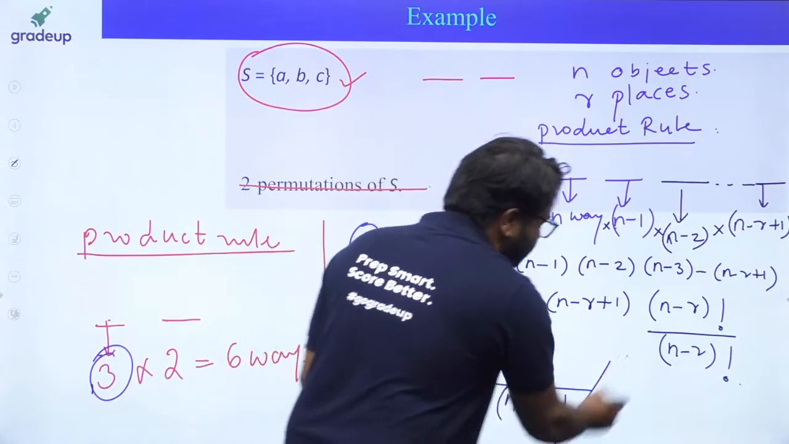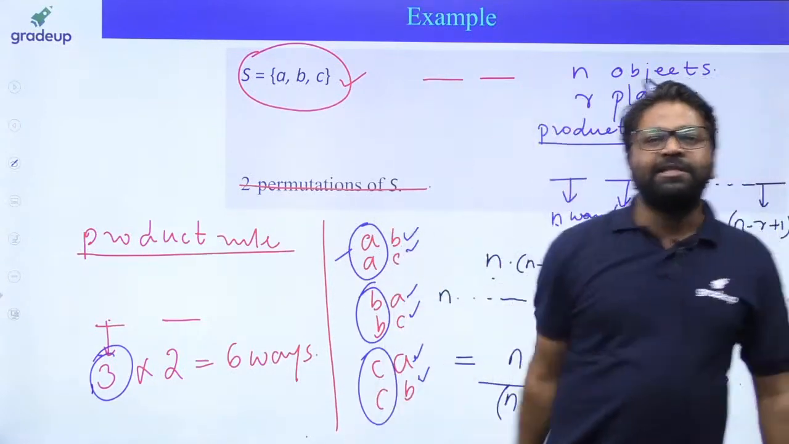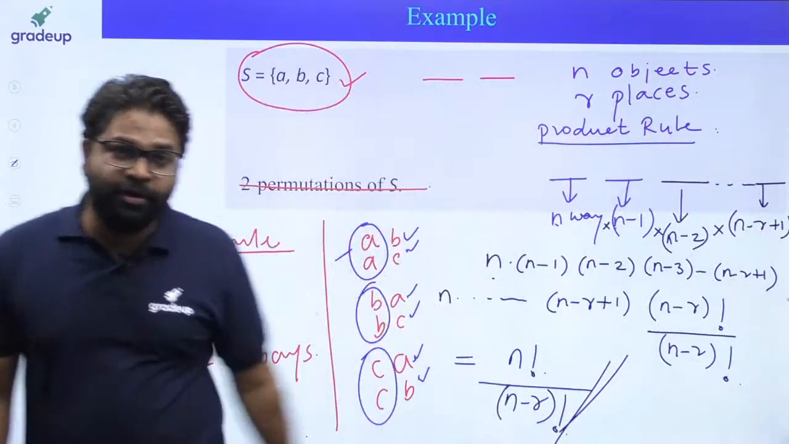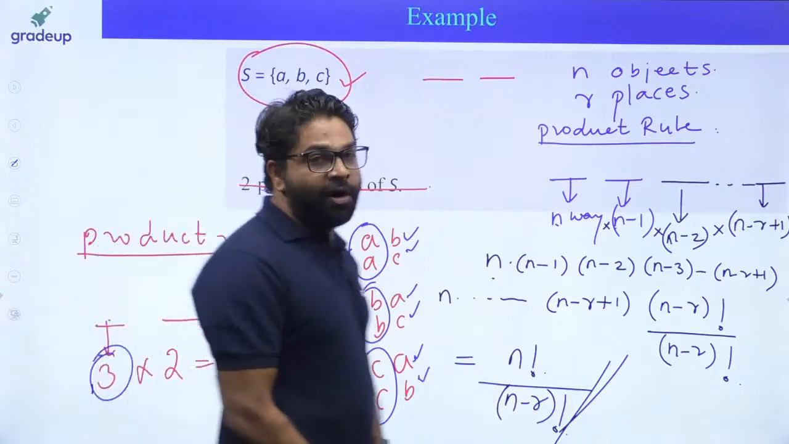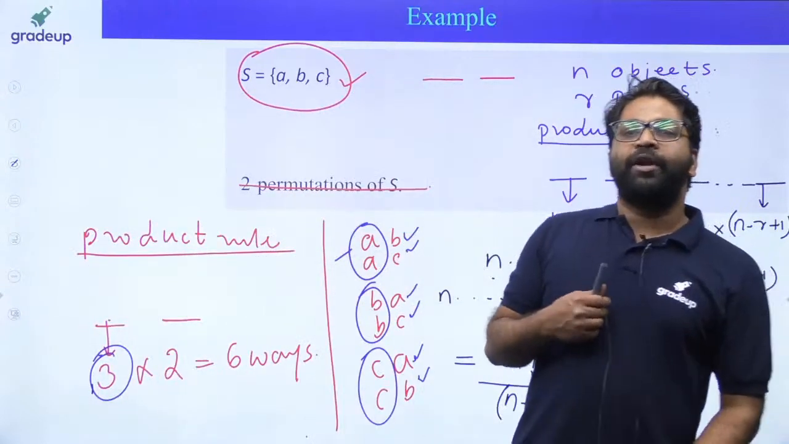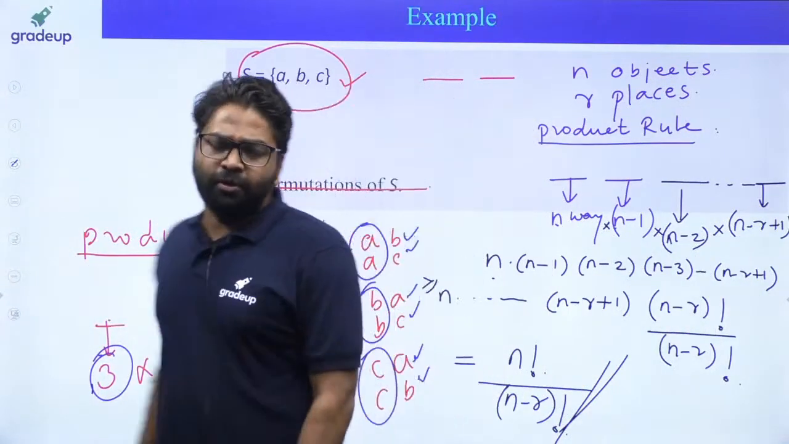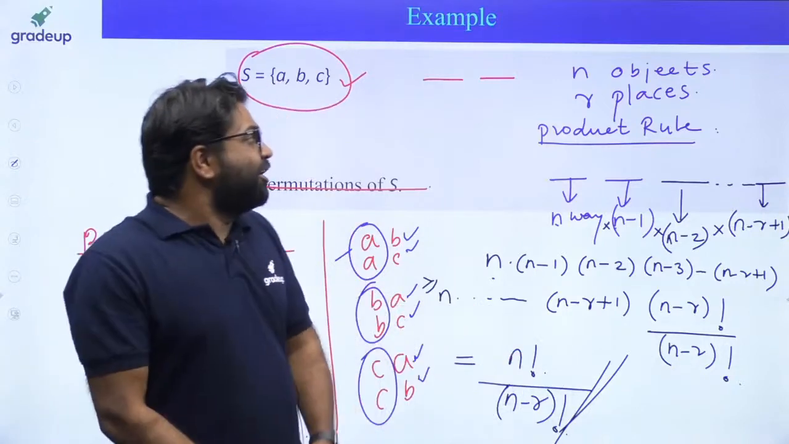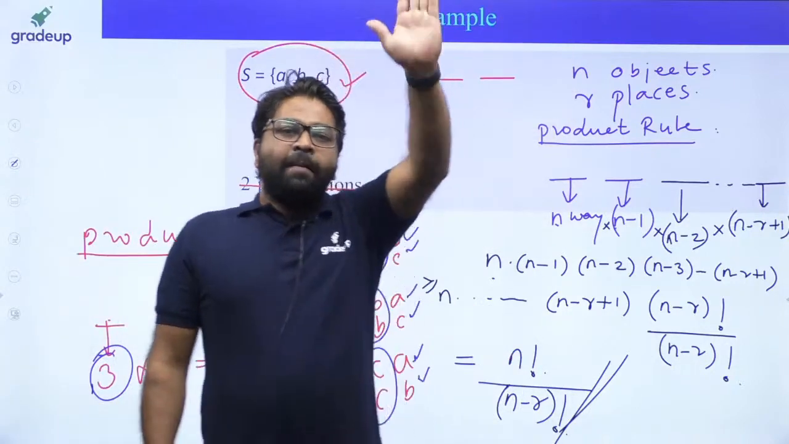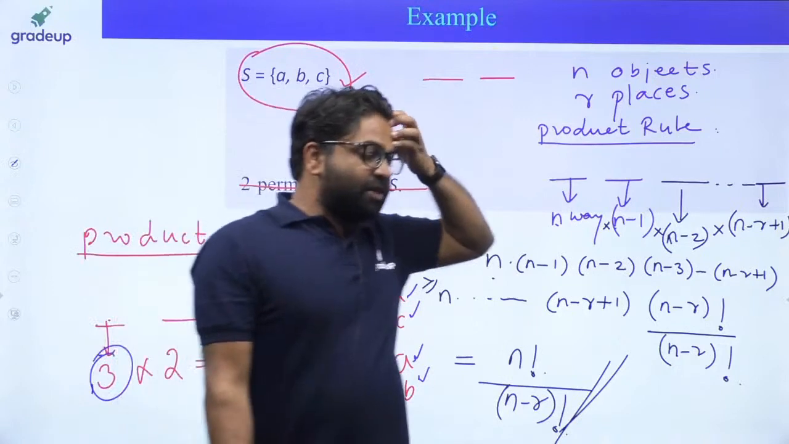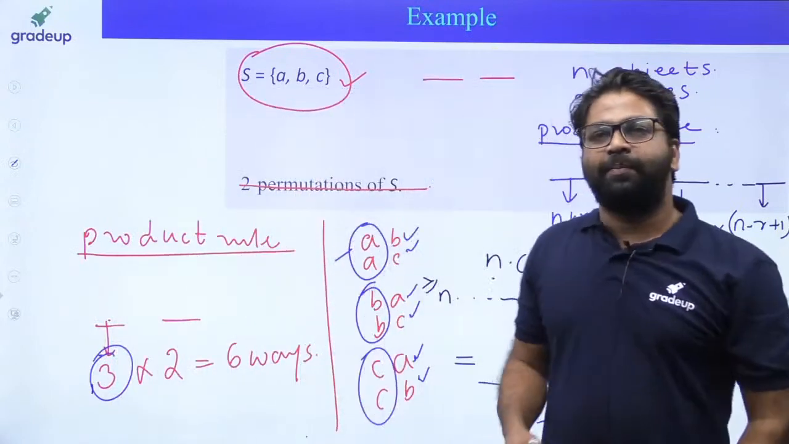This is the basic concept of what? They have given this name as permutation. So basically this is your permutation. The extension of the product rule is called a permutation. So here, arranging n objects at r places, the product rule along with that extension is nothing but what is called a permutation.